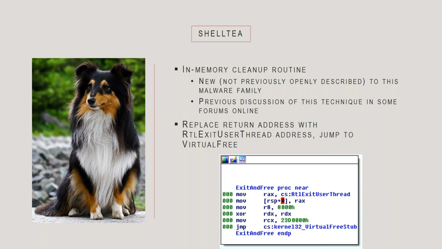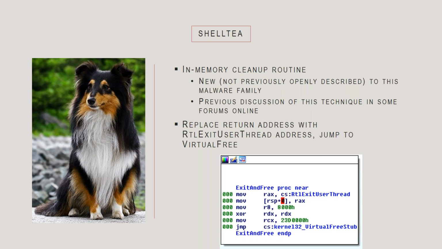What it does is basically overwrite the return address on the stack with RtlExitUserThread, or the address of that function, and then it jumps to a function called VirtualFree. And this is the function that Microsoft Windows uses to deallocate memory. So it calls VirtualFree to deallocate its own memory, which is then cleared out of RAM, and then it returns, instead of back to itself the way it would in a normal function call.